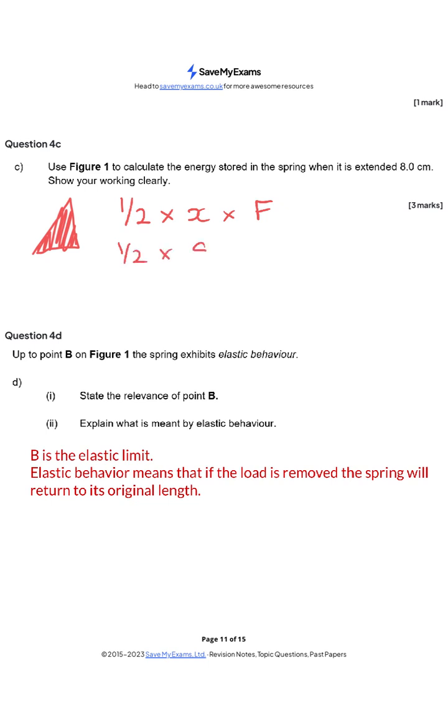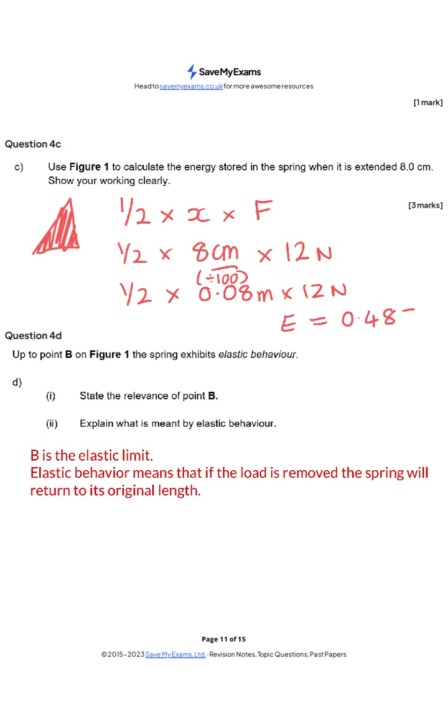Half times 8 centimetres, don't forget that, times 12 newtons. And we're going to convert this into metres so that our answer is in a nice unit. So I'm going to divide it, just put it in brackets, divide it by 100 because there's 100 centimetres in a metre, to get this in metres, times it by 12. So you'll get the energy that is stored in the spring is 0.48 joules.